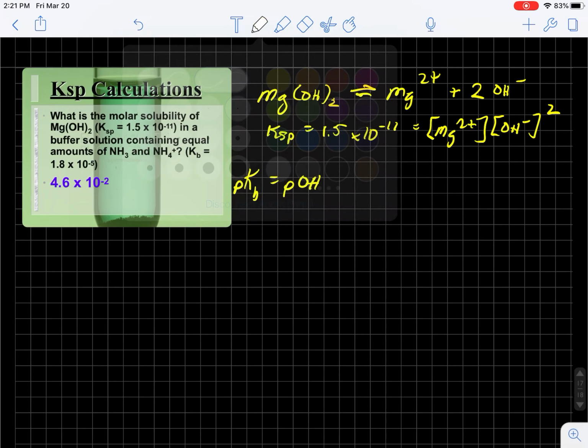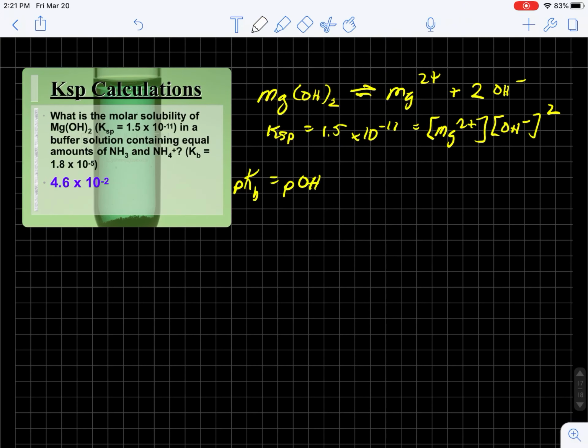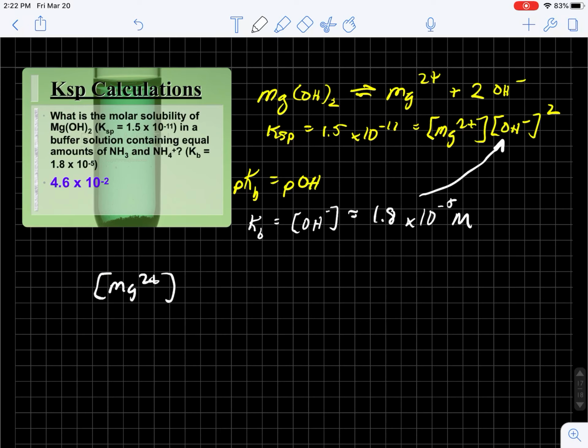All right, so pKb is equal to pOH, and if we do the inverse log, then Kb is equal to the OH minus concentration. So we can take a shortcut here since we've already done the last problem that was similar to this. 1.8 times 10 to the minus 5 molar is the concentration of the OH minus. So we could just substitute that in and solve for the magnesium. So magnesium 2+ is equal to KSP over OH minus squared.